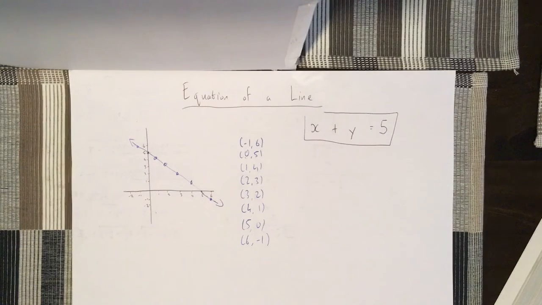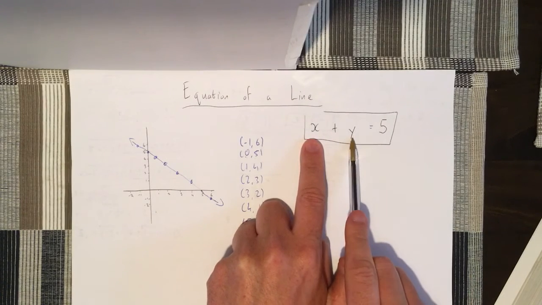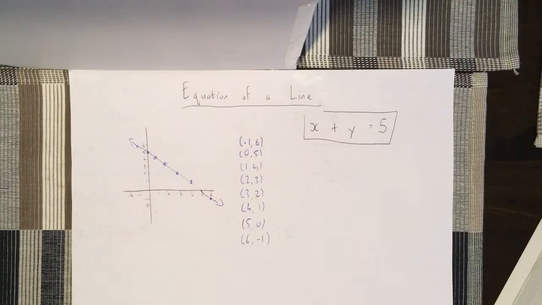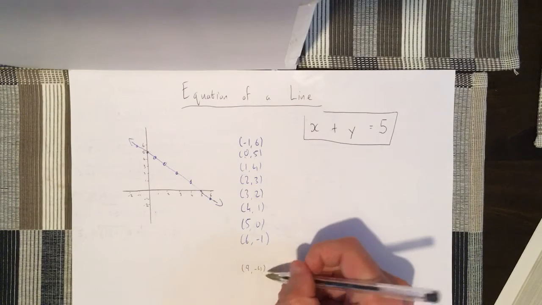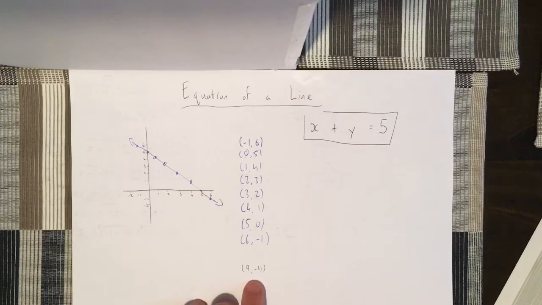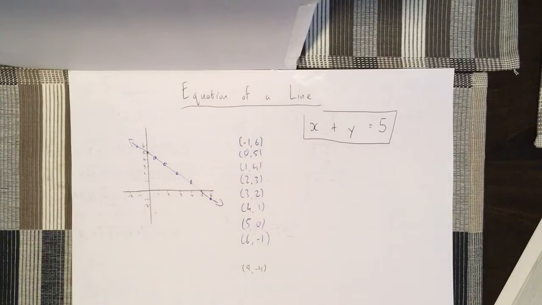Okay, so it's some relationship between the x and the y value in a line. So if you sub a point in, the x value there, the y value there, and it equals 5, that point must be on the line. If you sub it in and it doesn't equal 5, it's not on the line. Okay, so let's say, if I skip down, 9 and minus 4. Is that point on this line? Well, 9 plus minus 4 is equal to 5. So that point must be on this line.